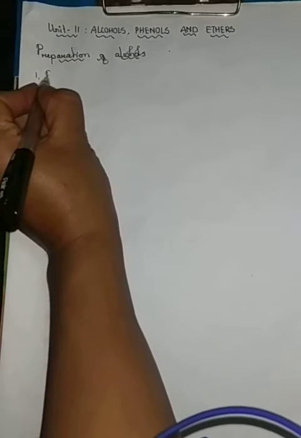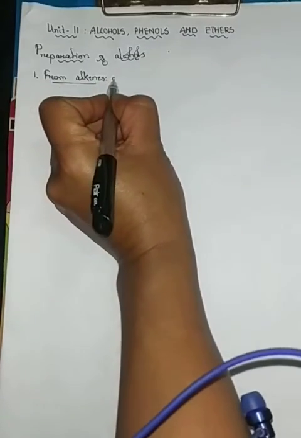Hello everyone, today in this video I will be explaining the preparation of alcohols. Now alcohols are prepared by the following methods. The first method is from alkenes. Now how is alcohol prepared from alkenes? From alkenes we'll be having two types of preparation methods.